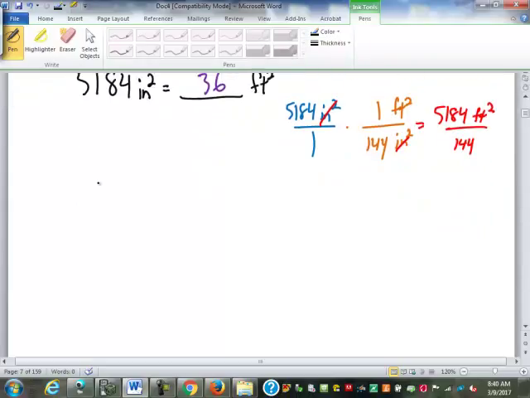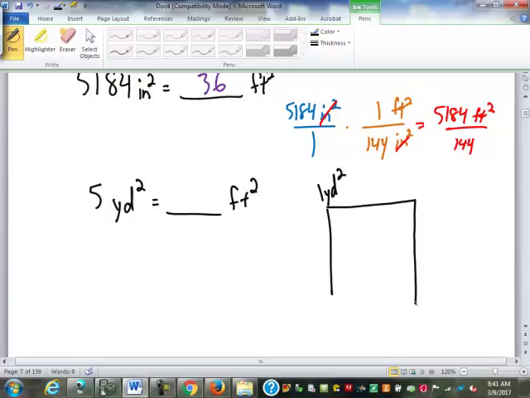Cool. Well, then how about 5 square yards into square feet? It's not 15. One square yard, remember, it's defined to be 1 yard by 1 yard. And 1 yard, of course, is 3 feet. So 3 feet by 3 feet is 9 square feet. So 1 square yard equals 9 square feet.